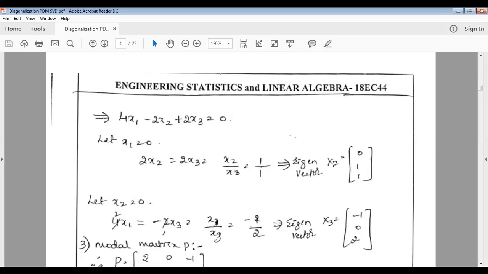We call it capital X2, which will be 0, because I'm assuming x1 is 0, and the others x2 and x3 are just 1 and 1. Right? So I'll get 0, 1, 1.